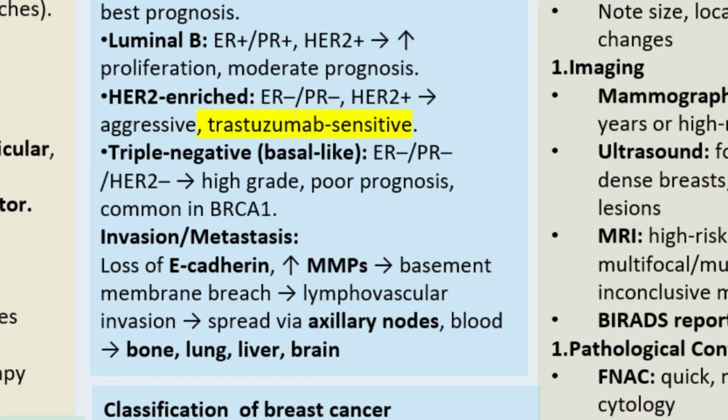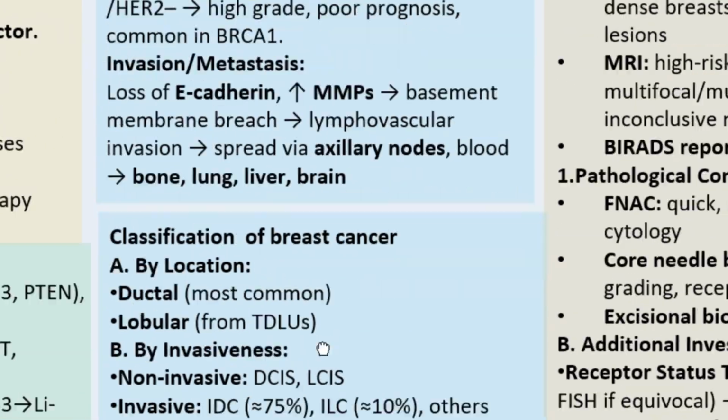And these are going to be the ones that act like scissors. They're going to go to the basement membrane and cut it through. So when they cut through the basement membrane, we are going to breach it, and then we have spread of these metastases into the lymphovascular space, that is to the bloodstream and to the lymph nodes. And they spread via the axillary lymph nodes, and they spread via blood to enter the bone, the lungs, the liver, and the brain. And that is how we have breast cancer metastasizing.